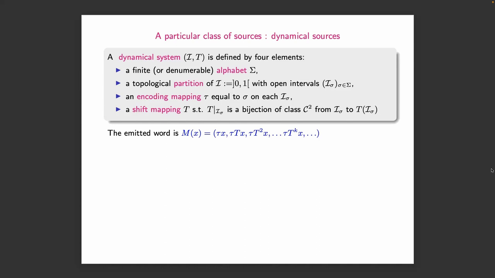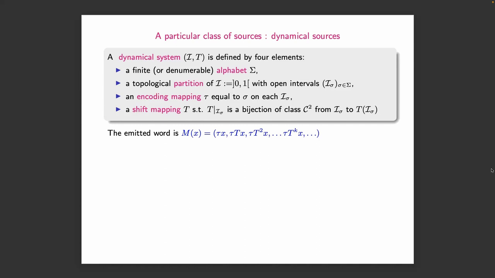So what is a dynamical source? I begin with a dynamical system. So there is an alphabet, finite or denumerable. I have a partition which is labeled with sigma. I have an encoding mapping. That means that for each real x on each interval I sigma, I encode this real by sigma. And finally, I have a shift mapping T that is a bijection from I sigma to T of I sigma, to each image.